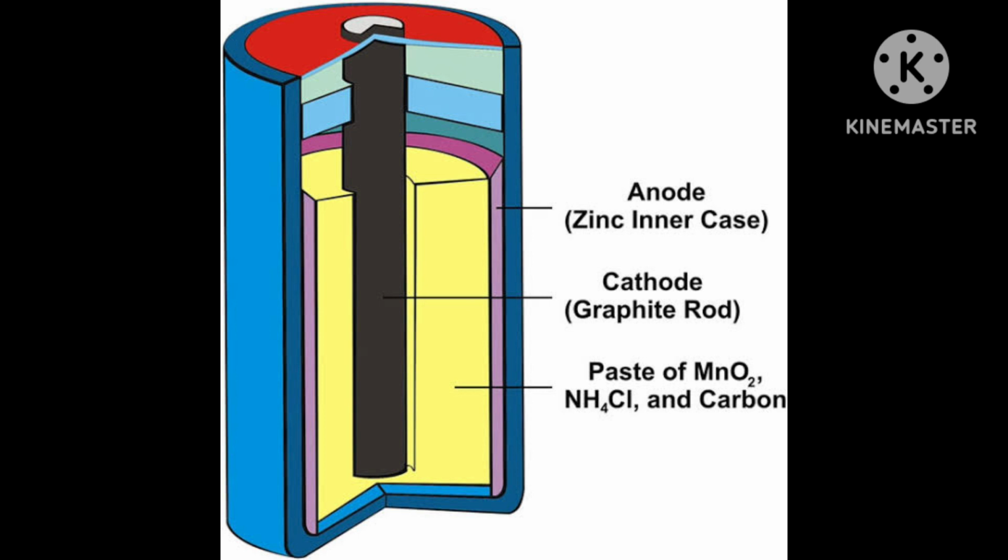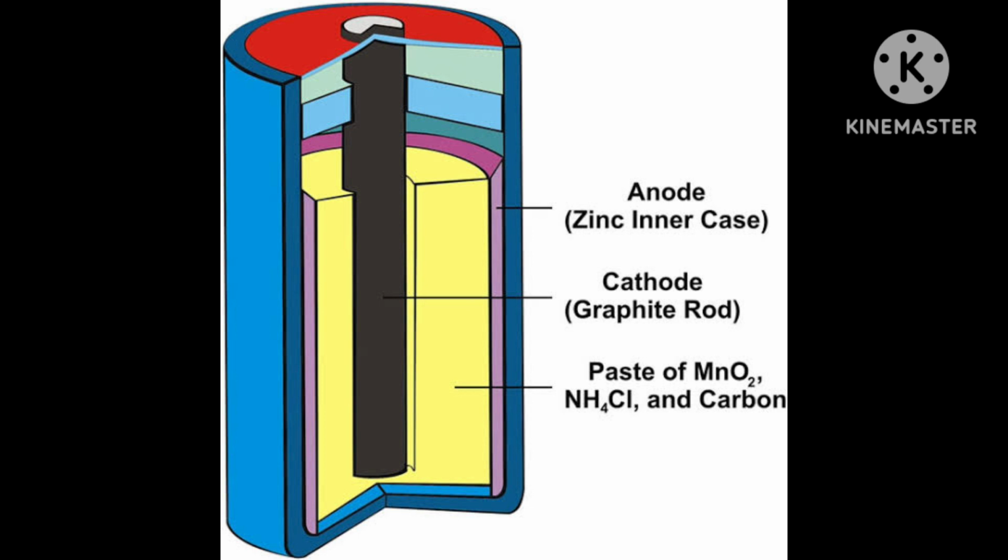However, for a battery to be of practical use, it should be reasonably lightweight, compact, and its voltage should not vary appreciably during its use. There are mainly two types of batteries: primary batteries and secondary batteries.